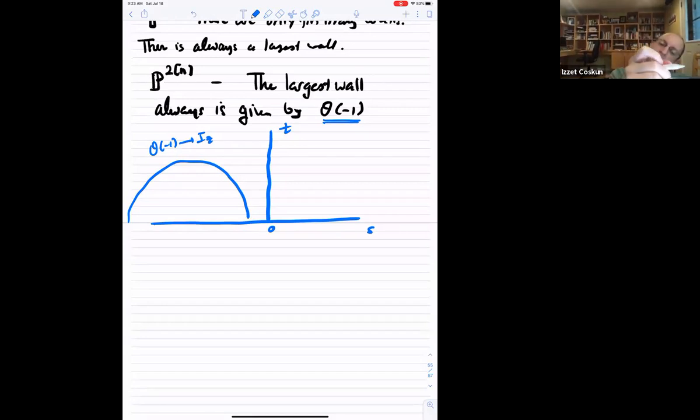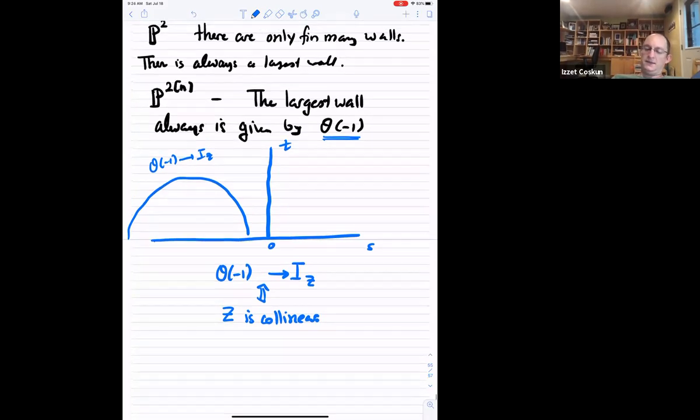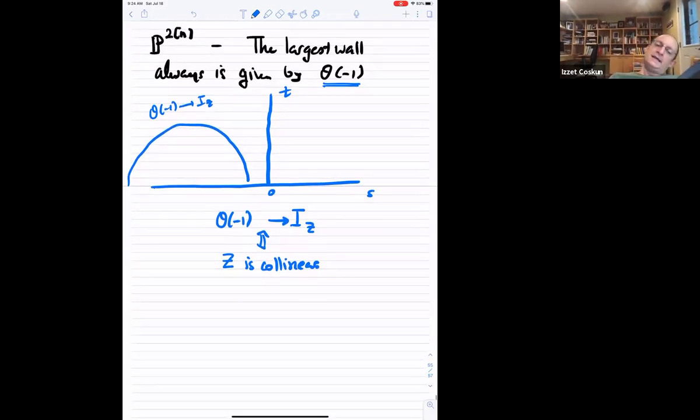The question is, when do you have a map from O of minus 1 to IZ? I claim that you have a non-zero map like this if and only if Z is collinear. You have to give a degree 1 polynomial, but this degree 1 polynomial has to vanish on Z to map to IZ. So that means that these points have to all be collinear.